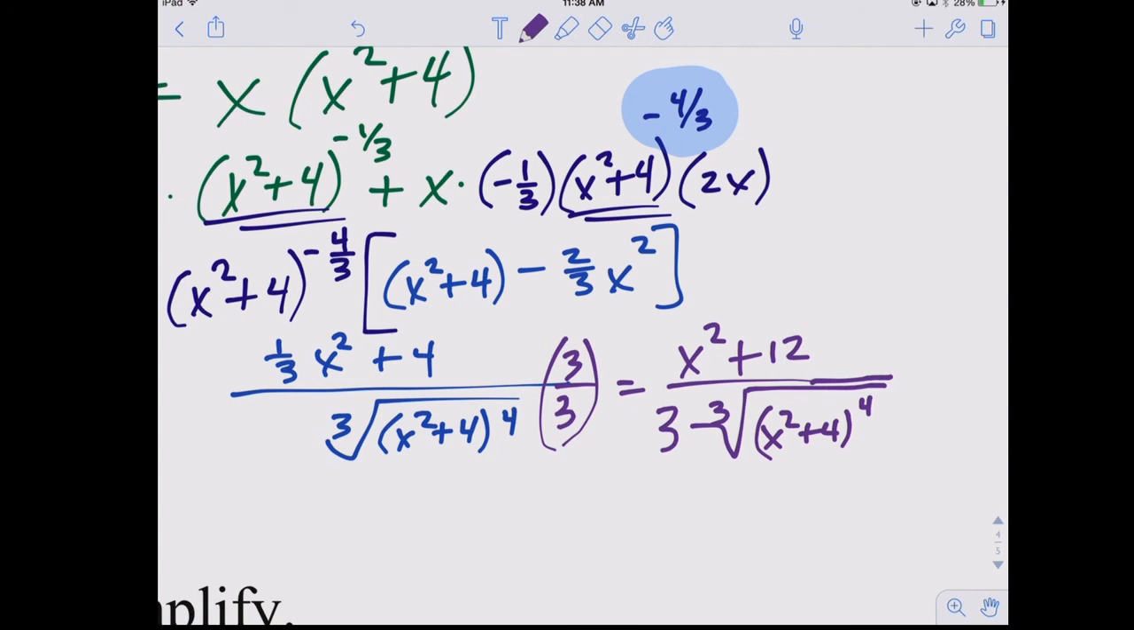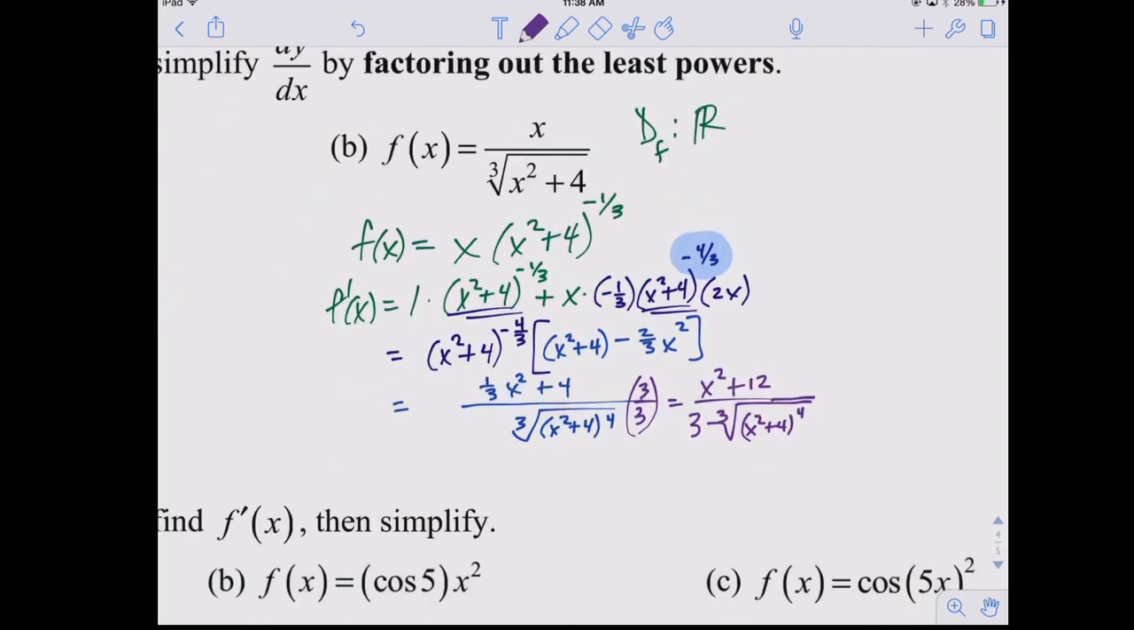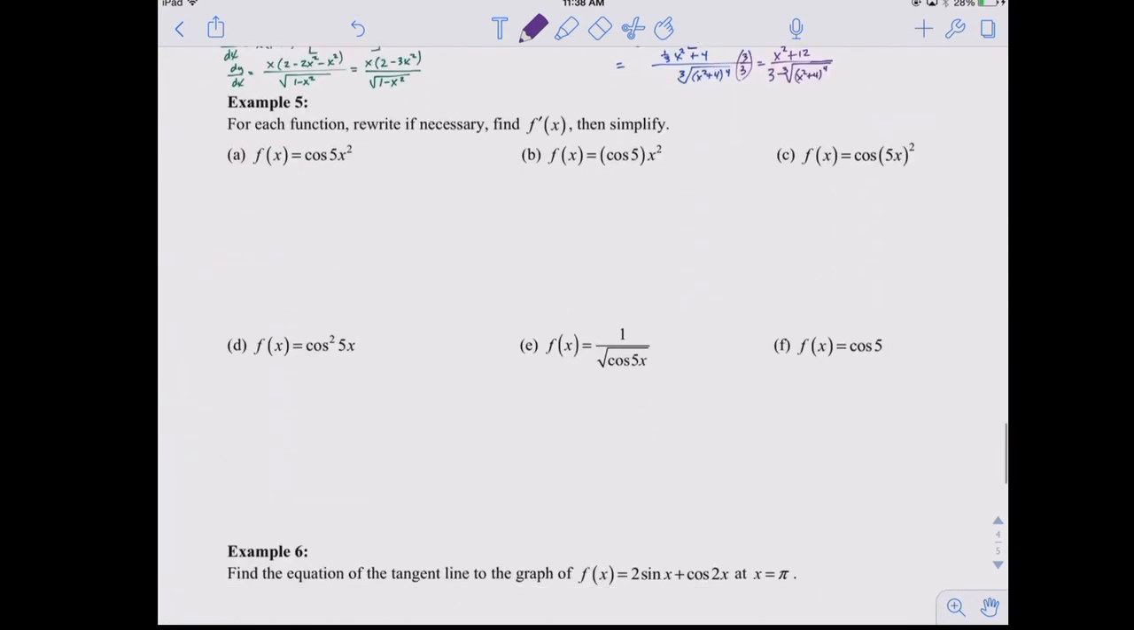Oh, is this function going to have any horizontal tangent lines? Will it have any horizontal tangent lines? Another way to ask that question is, will this numerator ever equal what? Zero. Will it? No. So, pretty nice. All right, we'll stop right there for the day, and then tomorrow we'll look at some trig stuff.